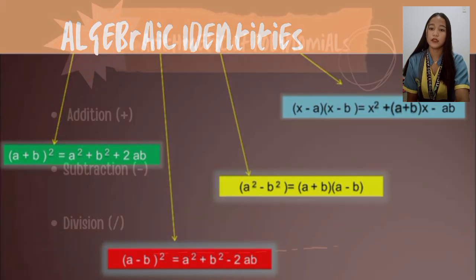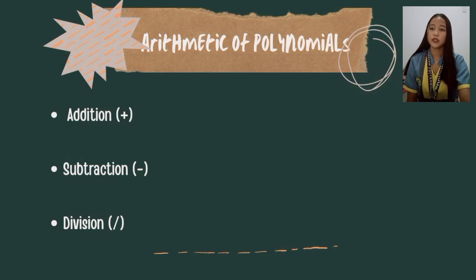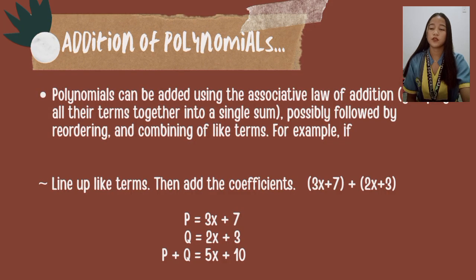So the next slide, we're here at arithmetic of polynomials. In arithmetic of polynomials, we have the addition, subtraction, and division. So I will discuss the addition in arithmetic of polynomials. Addition of polynomials: polynomials can be added using the associative law of addition, grouping all their terms together into a single sum, possibly followed by reordering and combining of like terms.